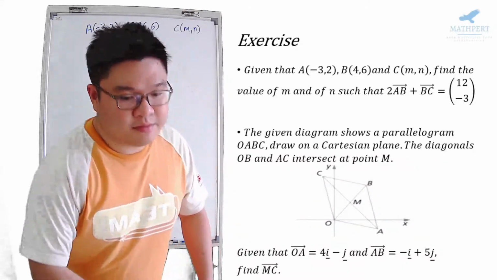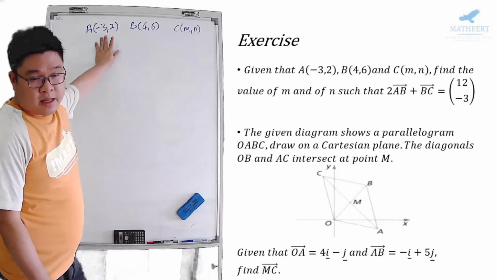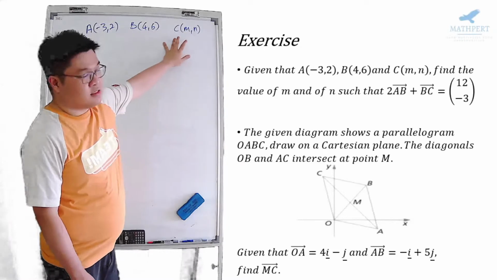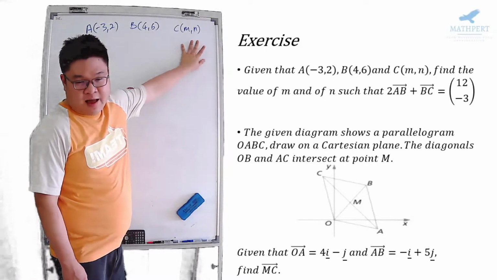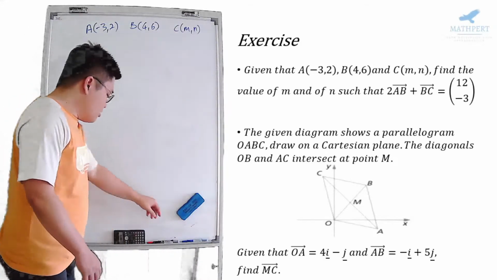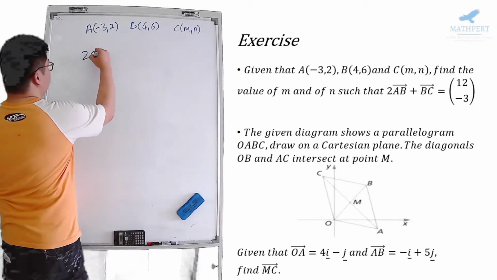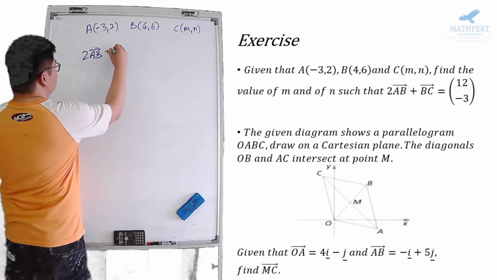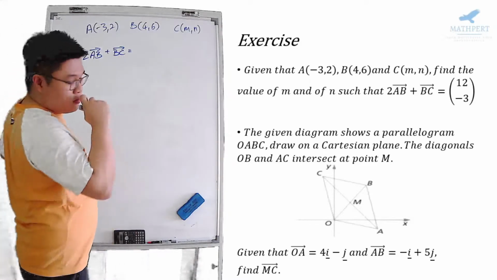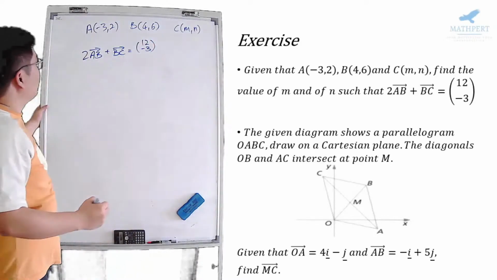Okay, time's up. Given that the coordinate of A is negative 3 and 2, the coordinate of B is 4 and 6, C is m, n. Right? Find the value of m and of n such that 2AB plus BC is equal to 12 and negative 3. Alright?